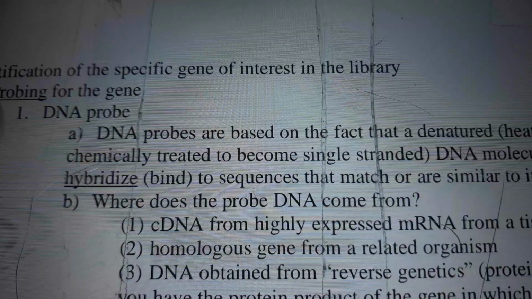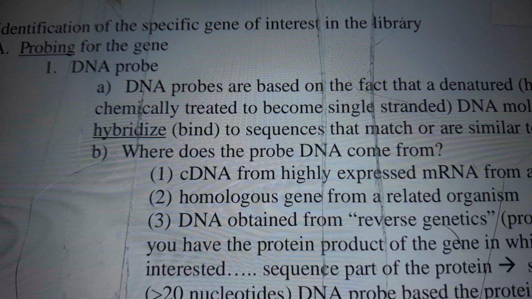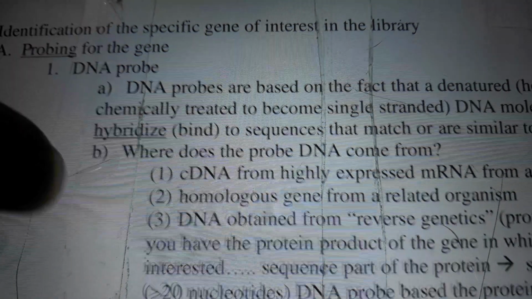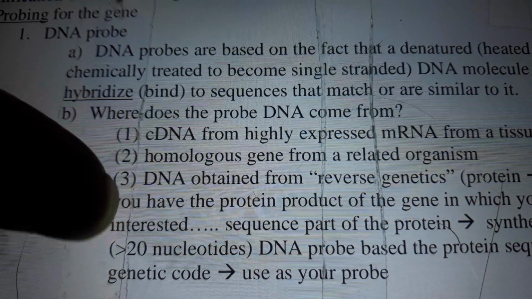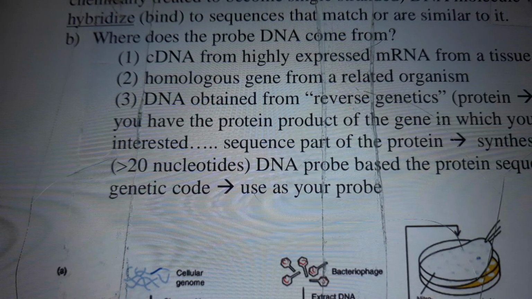Now, genetic identification of the specific gene of interest in the library. A. Probing for the gene. 1. DNA probe. DNA probes are based on the fact that a DNA molecule, heated or chemically treated to become single-stranded, will hybridize, or bind, to sequences that match or are similar to it.